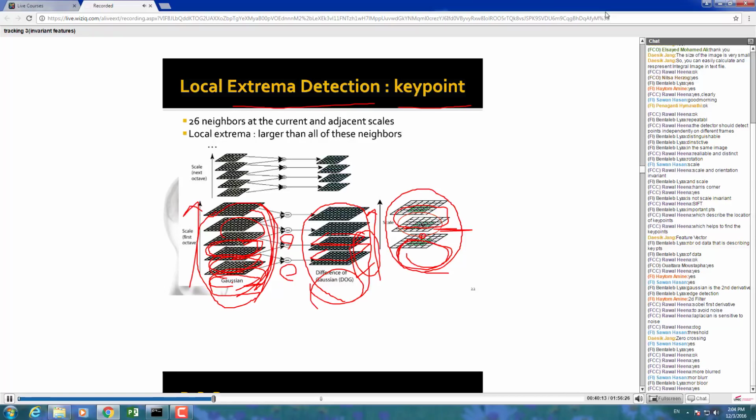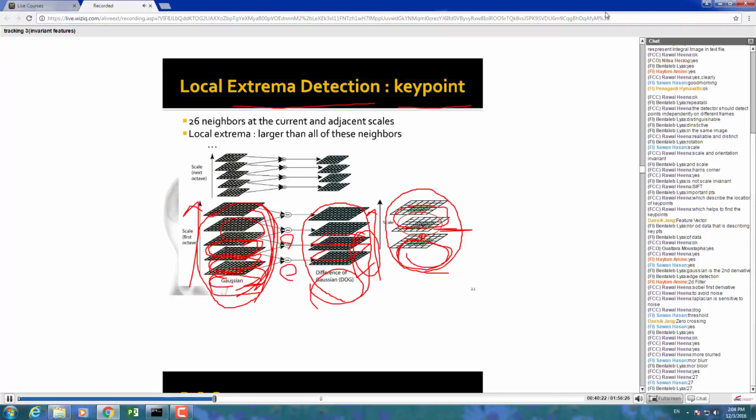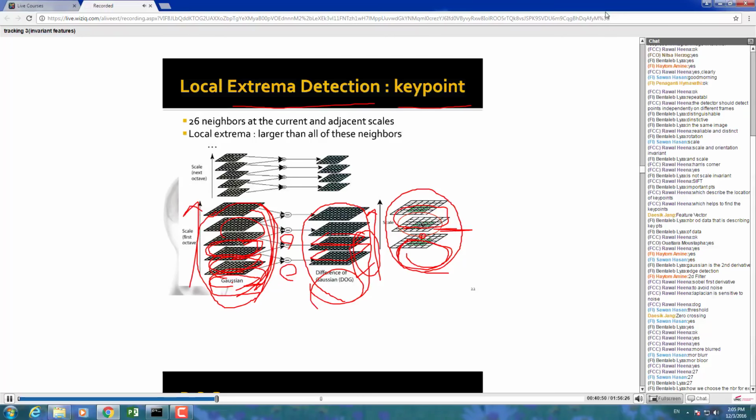So totally, how many neighboring pixels can we have in these 3 levels of DOG images? 27. Okay, so excluding the current position itself, right? We need neighboring pixels, right? So it is becoming 27. Is that correct? Actually, yeah, including the current position itself, right? We can consider 27 neighboring pixels.